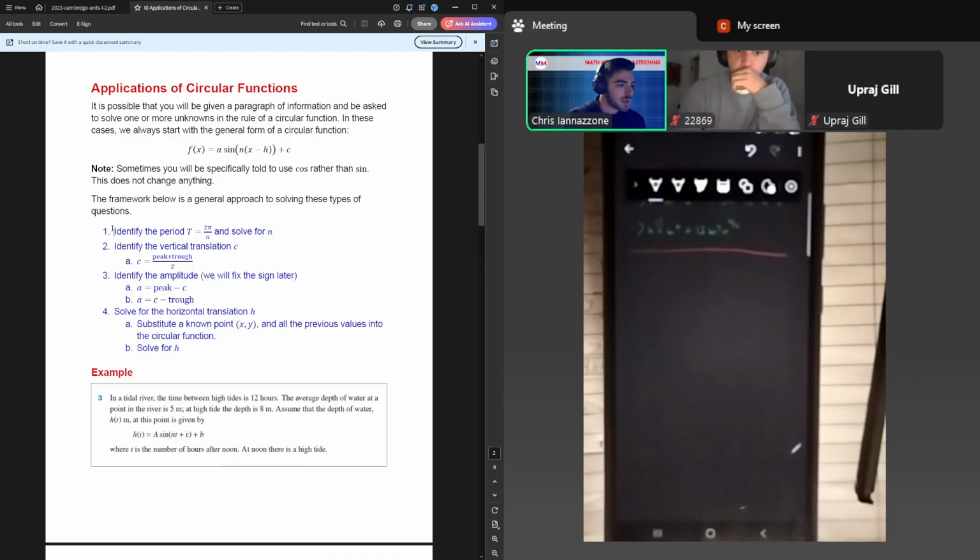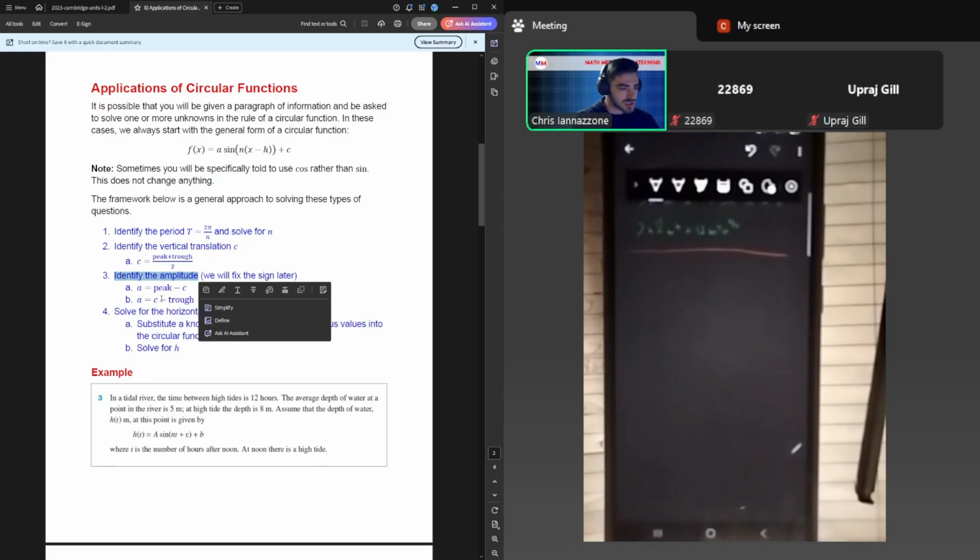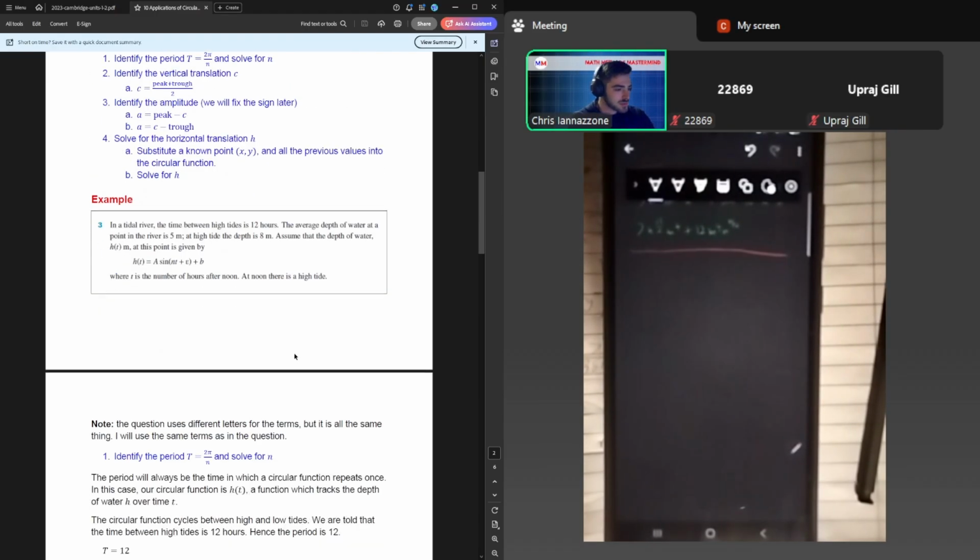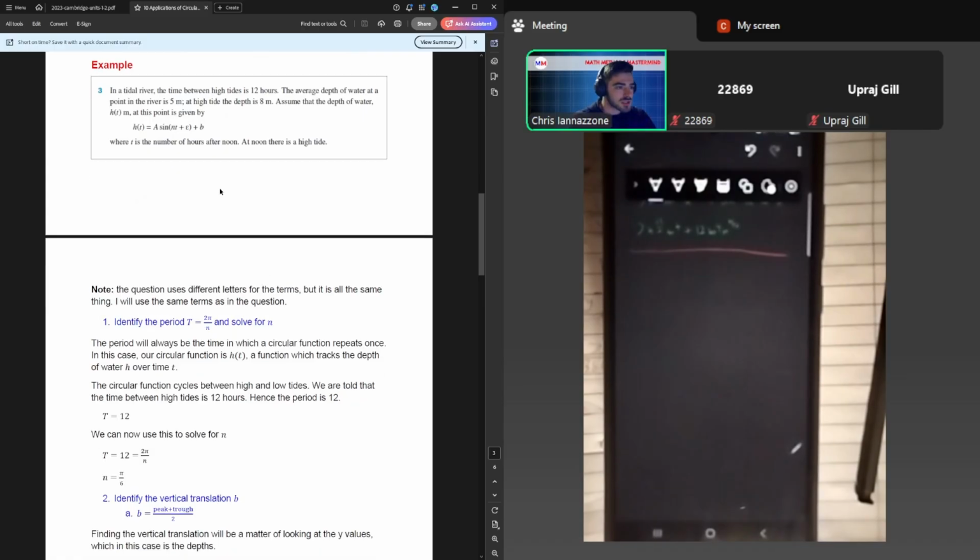Broadly speaking, there's no real step-by-step you can do for this because every question is going to be slightly different, but there are commonalities across a lot of the application style questions. So this is less of a step-by-step guide and more of just some guidelines on what is typically easiest to do when solving these circular functions. Typically, it's easiest to find the period first, then vertical translation, amplitude, and then horizontal translation. But that's just a bunch of text. Let's see how that actually applies to one of the examples.